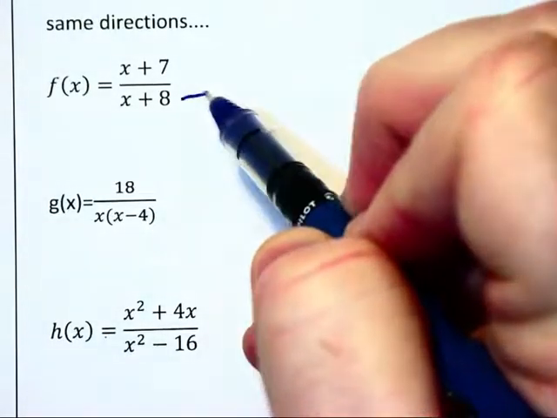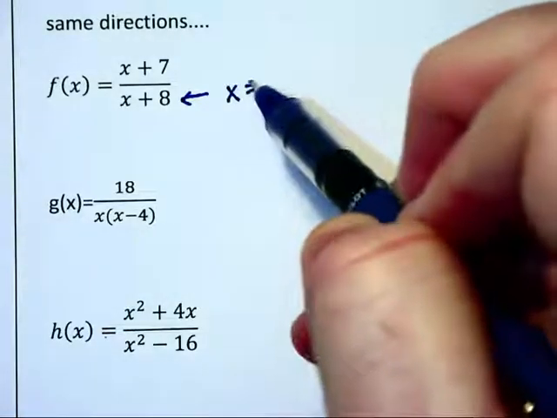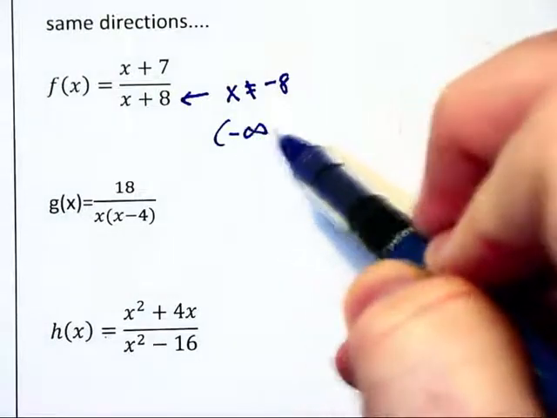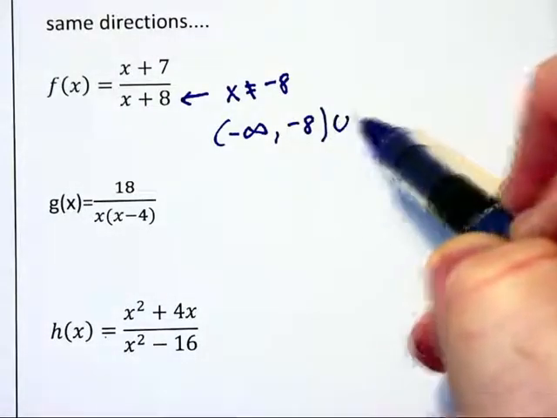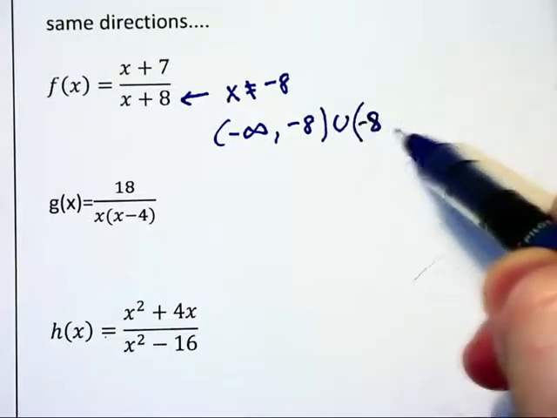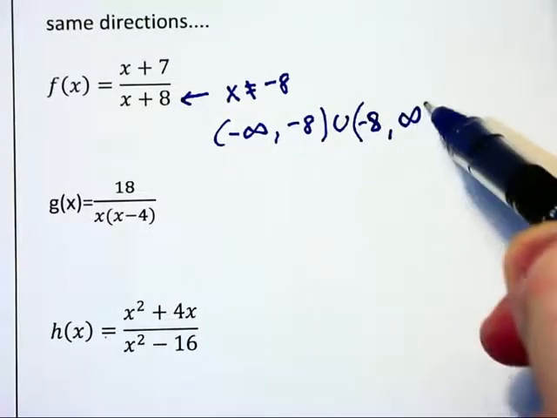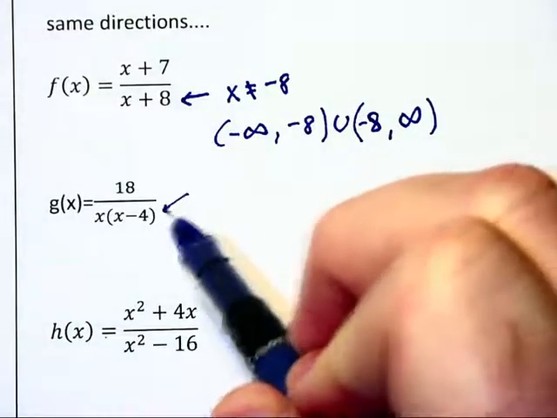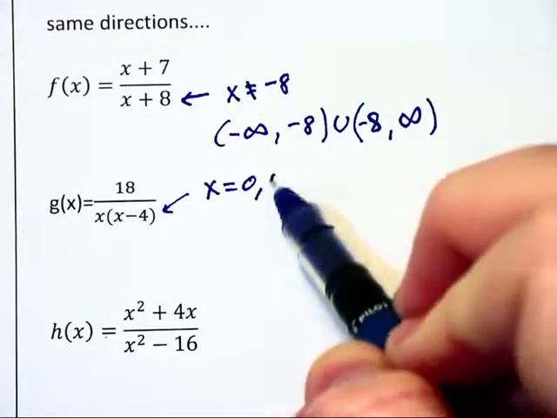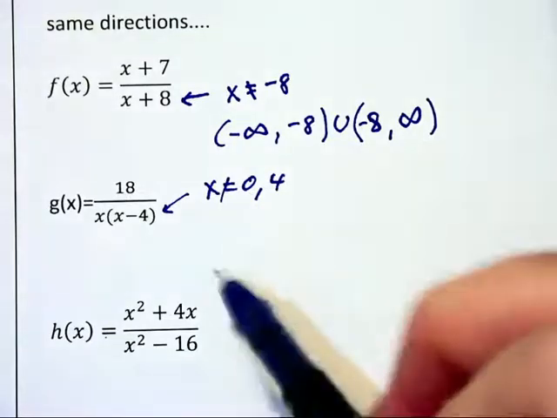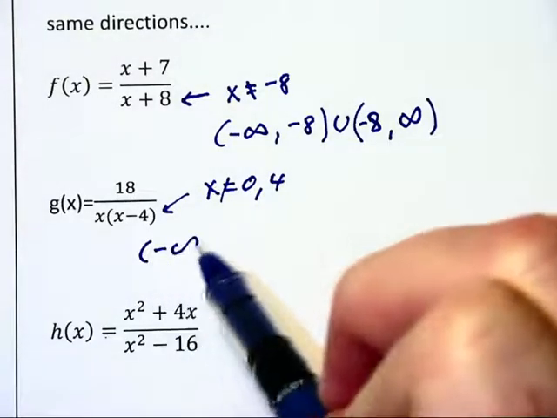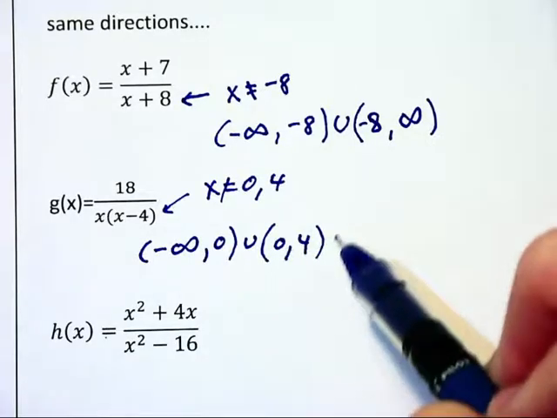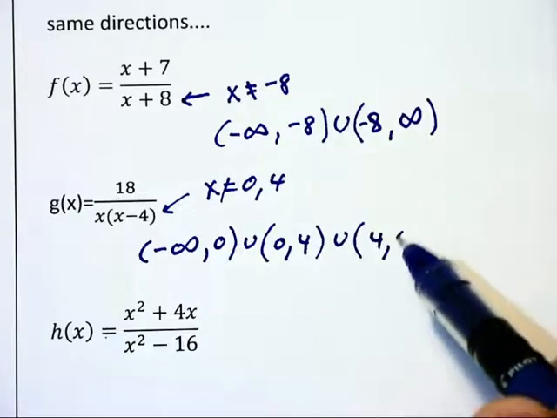In this next one, f of x is not allowed to equal negative 8. So the domain will be negative infinity up to negative 8, excluding that number, skipping over it, and then from negative 8 on up to positive infinity. For the next problem, we will have to exclude both 0 and 4. X cannot equal either of those values. So the domain will be from negative infinity up to 0, united with the values between 0 and 4, united with the values to the right of 4.